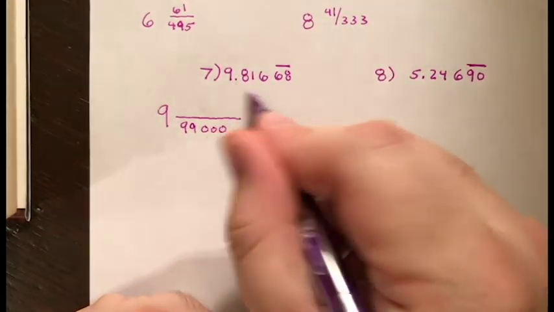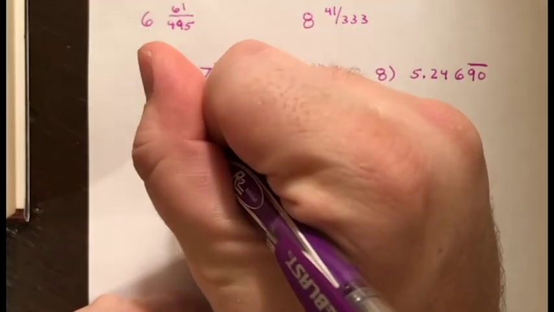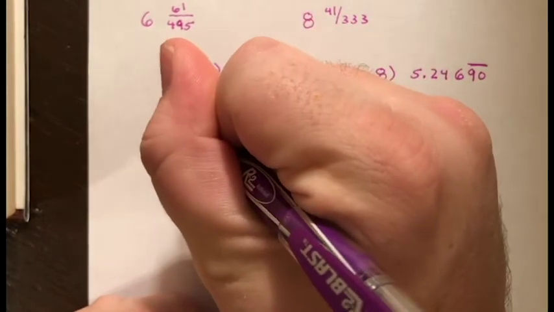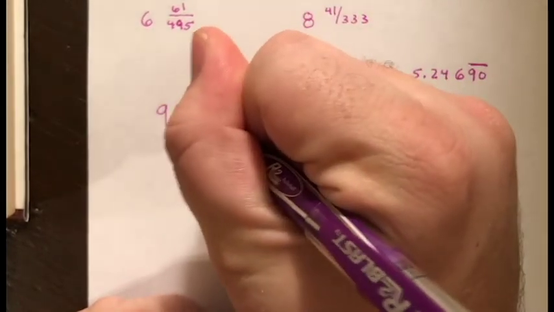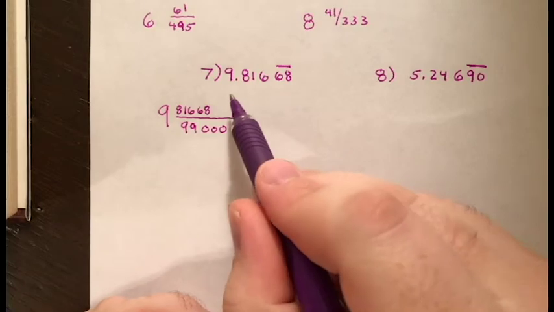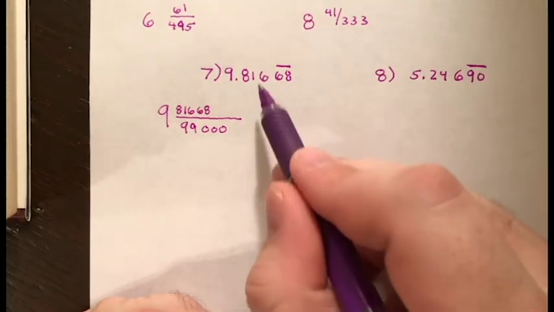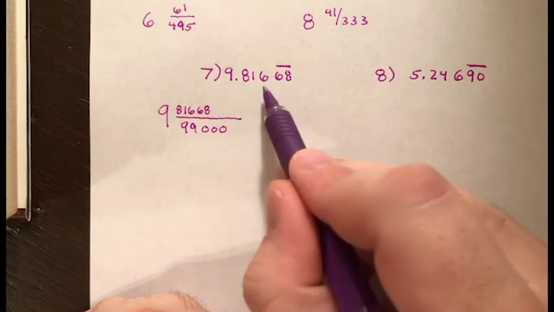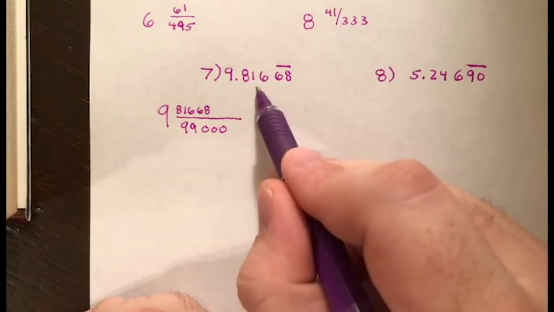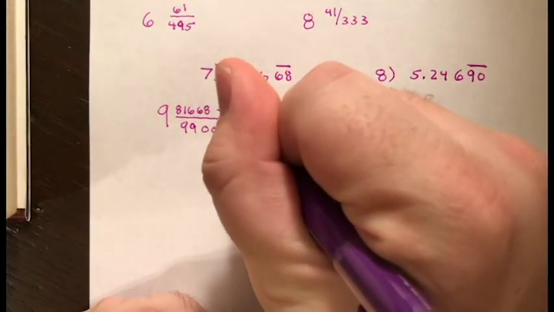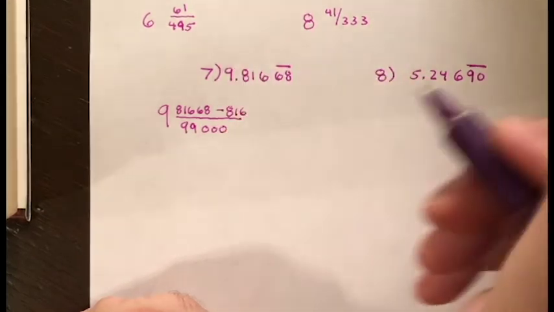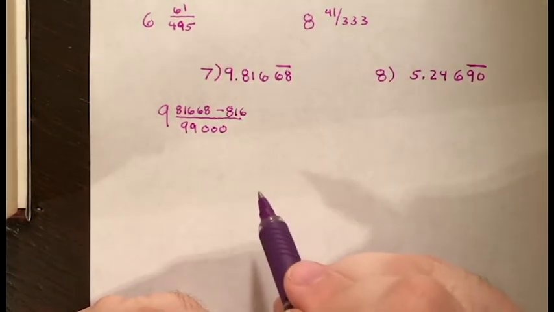Now I'm going to take all this and write it in my numerator, 8, 1, 6, 6, 8. All right, so step 3 told me to take all the digits and subtract it by the number that does not have a bar over it. In this case, it's going to be subtracted by 816 because these 3 things don't.